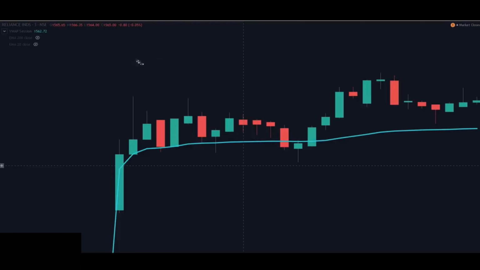This indicator is used by institutional brokers. These are the people with big money who move the market. If the institutional brokers are using it, it is a good idea to keep it on your trading chart to make profit. So first, what is VWAP and why do people with big money use it?